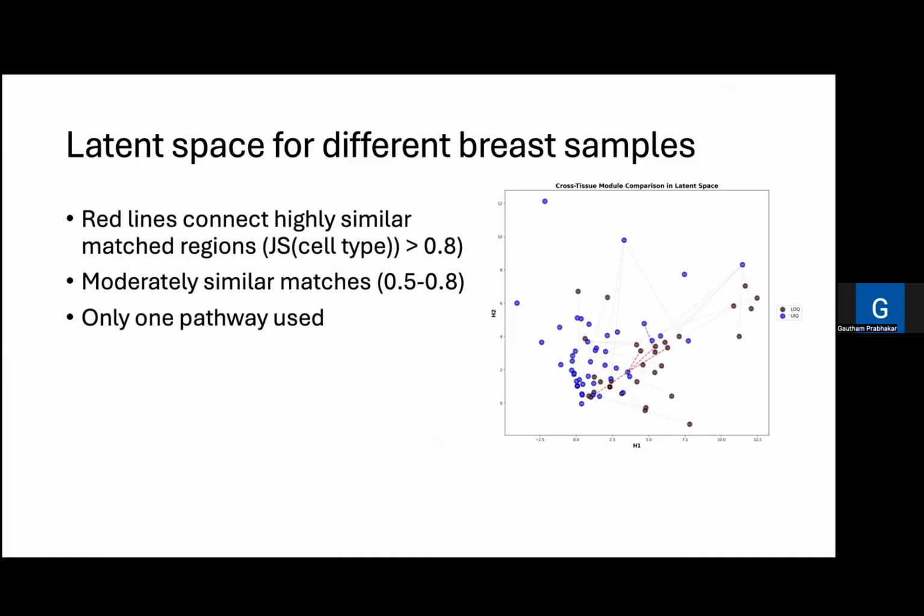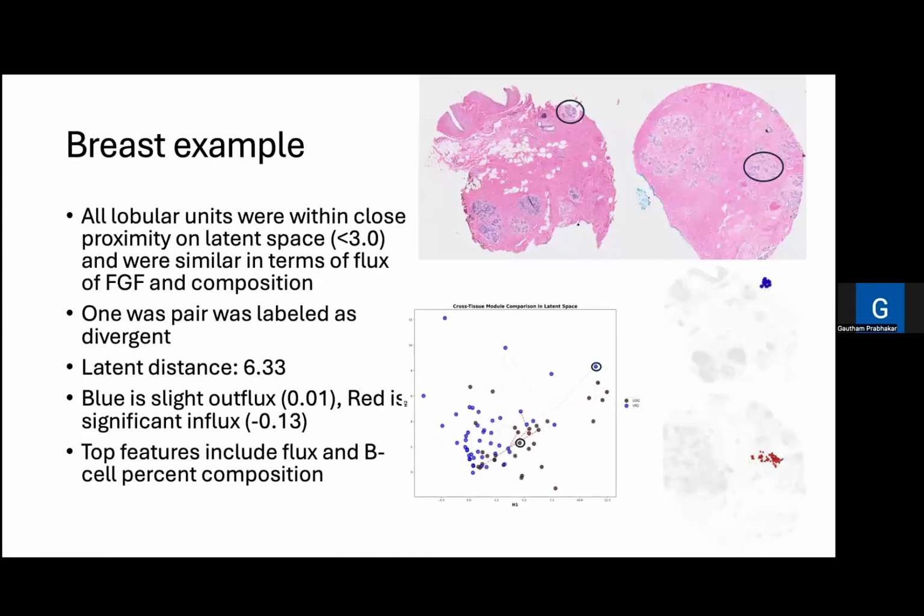And the moderately similar ones are with the gray dashed lines. And so when we look at the actual tissue, these are the two tissues I was comparing. They both have these lobular units classified by these things. But when I was looking at the overall results of the model, I noticed that most of the lobular units were very close in proximity to each other in the latent space, which is a good sign. That means that the model assumes that they are very similar.